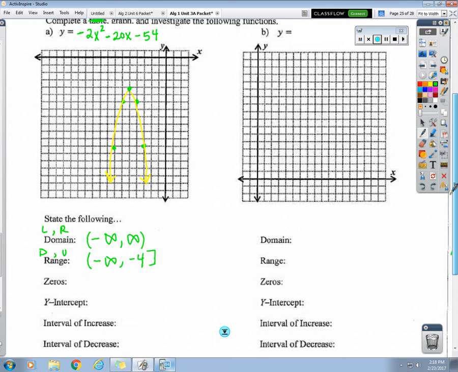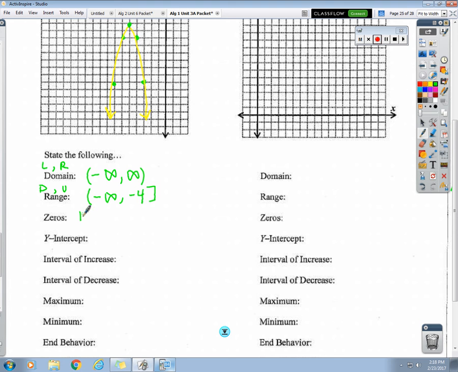Okay, so for this one, we don't have any zeros. Do not exist, or you could write none. Both of those answers are acceptable. What's not acceptable is like 0. Because if you write 0, that tells me that you think this graph's going to cross the x-axis at 0, and it doesn't.